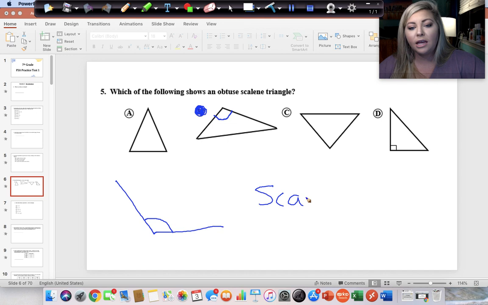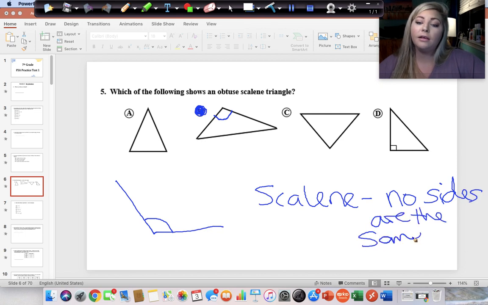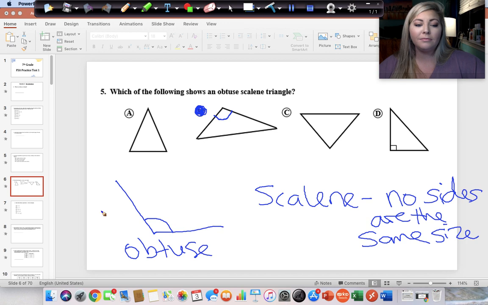So scalene, no sides are the same size. And this is obtuse, which is greater than 90 degrees. Okay.